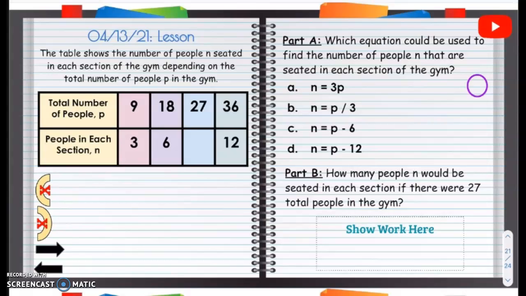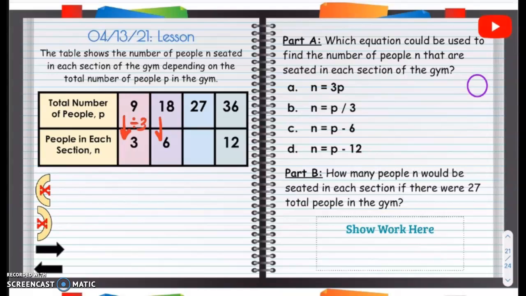So if we take a look at this, from 9, how do I get to 3? Well, do we do 3 times this number P? So 3 times 9, does that equal 3? No. How about if I do P divided by 3? So if I took this P, 9, and divided by 3, do I get 3?